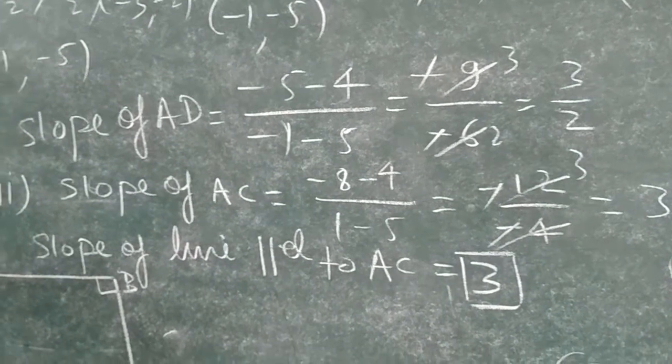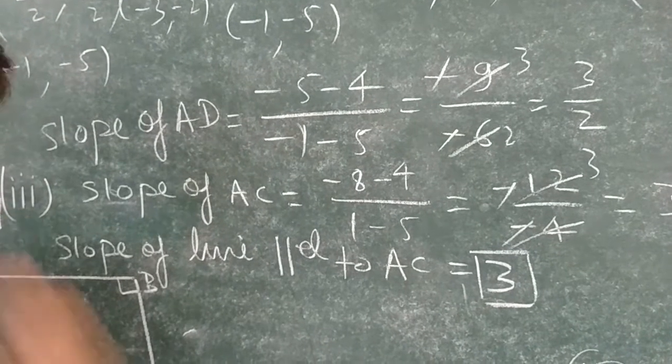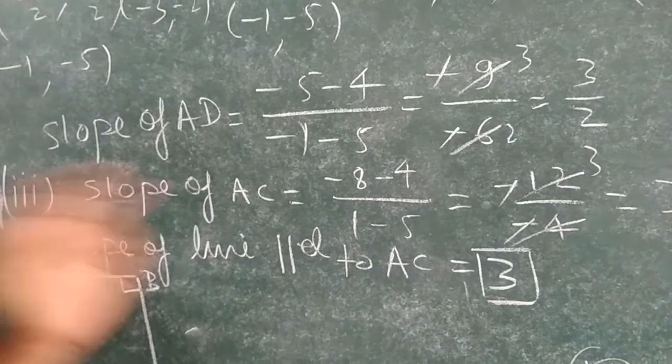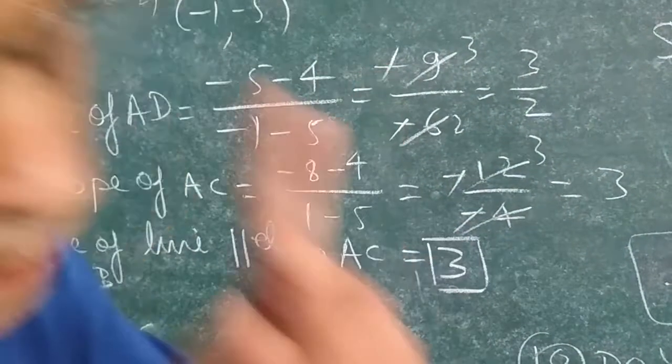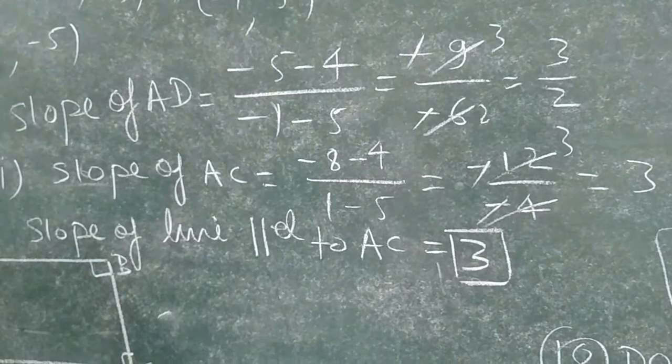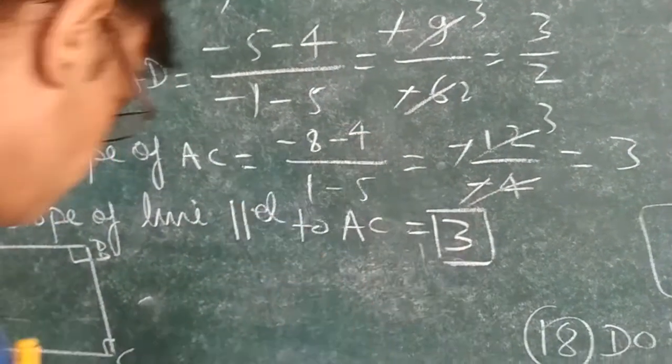Now in the question we have to find the slope of the line parallel to AC. So the slope of a line parallel to AC is also the same, because I already told you the condition: if lines are parallel then their slopes are also equal. So it is equal to 3.